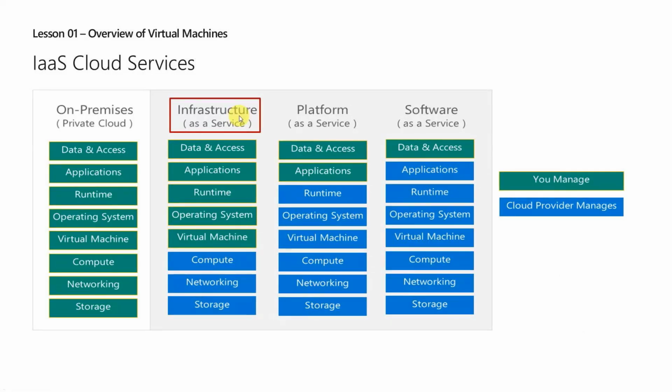Here, as you can see, there are two colors: green color boxes and blue color boxes. So when you work with IaaS, it is pronounced as IaaS. Microsoft will take care of the items that are in blue, and we are responsible for the ones that are in green.